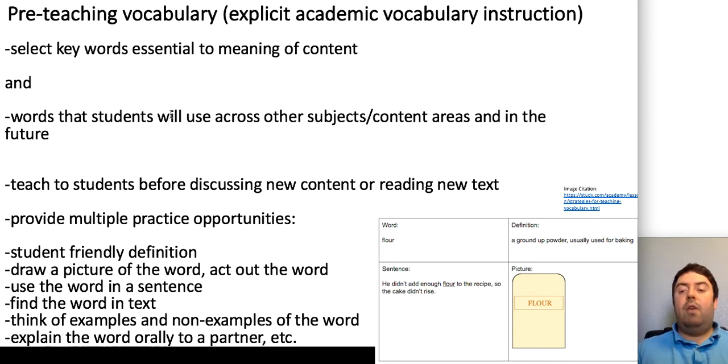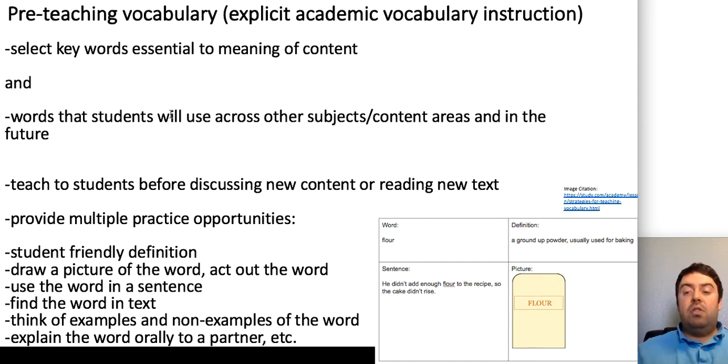Pre-teaching academic vocabulary is an important support system for students. You should pre-teach academic vocabulary before you actually get into the new lesson. This way, the new words that students are going to be exposed to are not overwhelming, and they won't interrupt you and say, hey, what does that word mean? Or they won't get lost during your lesson when you introduce a new academic vocabulary word. So it's a great way to pre-teach new academic vocabulary.